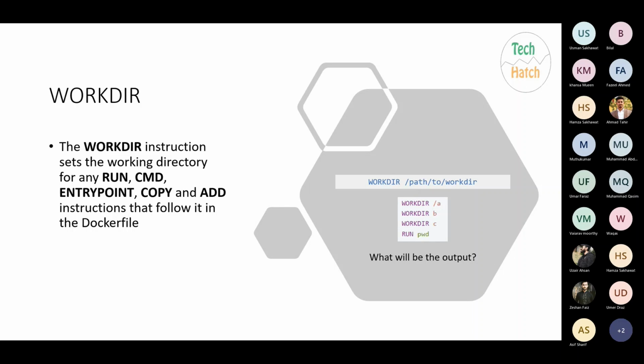So let me explain this question, or the hint, again. For example, we have multiple parallel work directory instructions. Then the second work directory instruction will be referencing the last work directory instruction. For example, I have a work directory instruction, work directory B. It will be relative to work directory slash A. So the exact answer for this will be slash A, slash B, and slash C. That will be the exact answer.